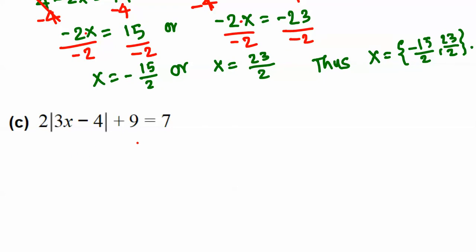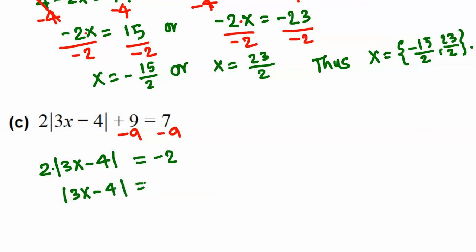Here we need to simplify before we use the fact of absolute value, or before we get inside the absolute value we need to work outside. So plus 9, move this over, subtract 9 from both sides, we get 2 times absolute value of 3x minus 4 equals 7 minus 9, negative 2. Now 2 times, so we need to divide by 2. Divide by 2 on both sides, we get the absolute value of 3x minus 4 equals negative 1.